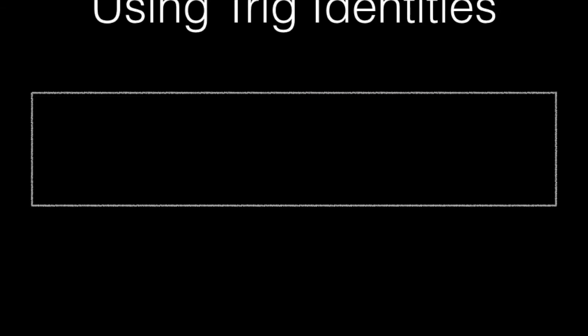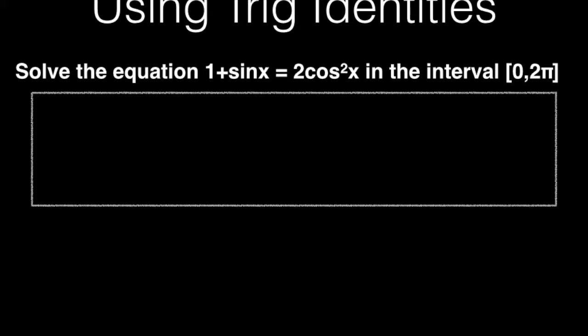Now, let's move on to how to use trig identities. Let's try to solve the equation 1 plus sine x is equal to 2 cosine squared x on the interval 0 to 2 pi. Now, we have cosine squared x, so you might be inclined to think, okay, now we can use a quadratic approach. But the problem is that we have sine x, so unfortunately, we can't. Then what can we do?